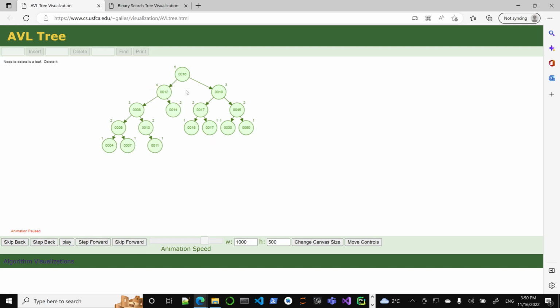So how do we fix it now? Most likely, I think 8 will move up. Let's see if I have it correct. 8 will move up, 12 will move down, and the left side will be 10. Yeah. Okay, let's take a look. Yeah, so 8 moves up.